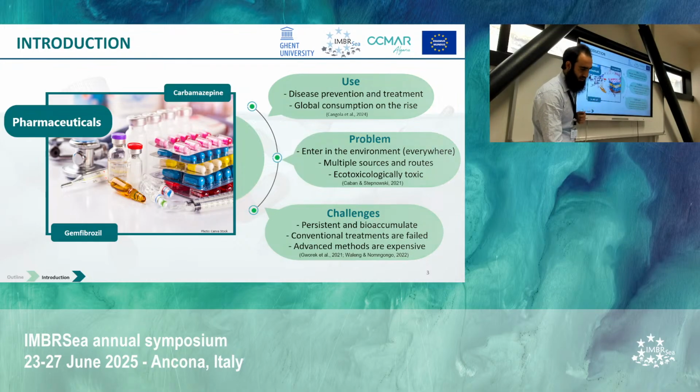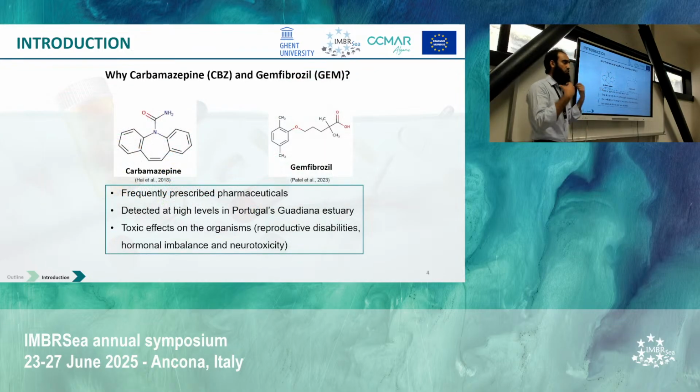So at this time, it's important to find a useful method. I have selected two important pharmaceuticals, carbamazepine and gemcitabine, for three main reasons. First, they are frequently prescribed pharmaceuticals. Second, they were detected at high levels in the estuary, which was an important reason to select them. Third, they have toxic effects on organisms, like reproductive disabilities, hormonal imbalance, and neurotoxicity. This is already established.